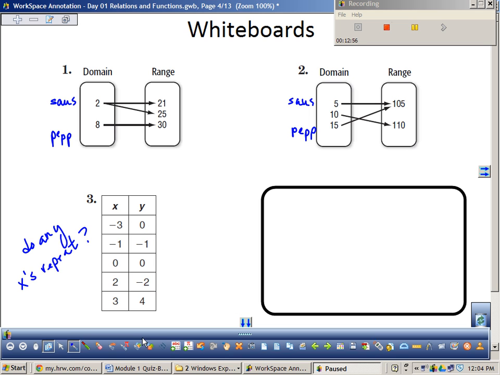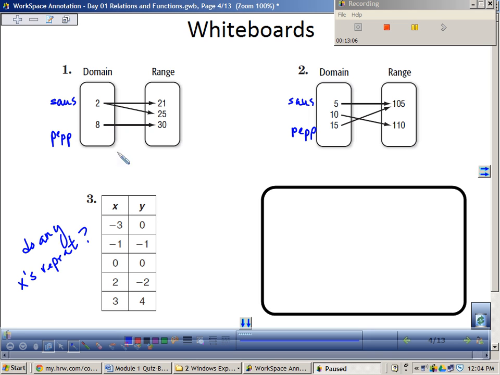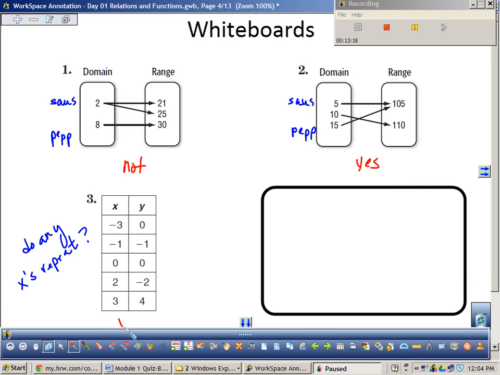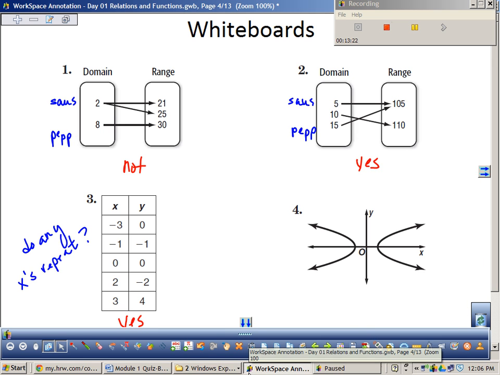Okay. All right. So this one is not a function, because actually two repeats, right? If I were to write this out in a table, wouldn't I have two twice? Okay, so this one is not a function. This one, yes, this is a function. And yes, this one is a function. Try the last one.